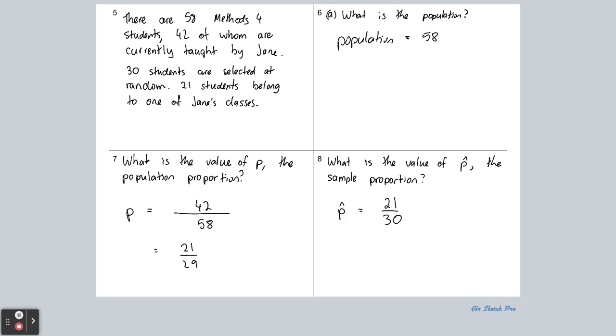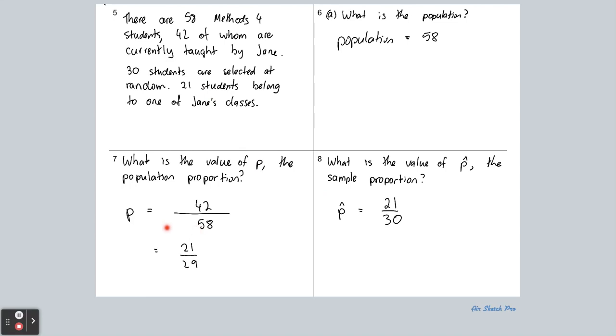And we can see that the sample proportion in this instance is almost identical to the population proportion. That just happens to be. I could have done another randomization and chosen 30 students, and maybe only 15 students belong to one of Jane's classes. Or maybe all 30 students belong to Jane's classes. Unlikely, but possible. So the fact that I got 21 and 30 is just happenstance.